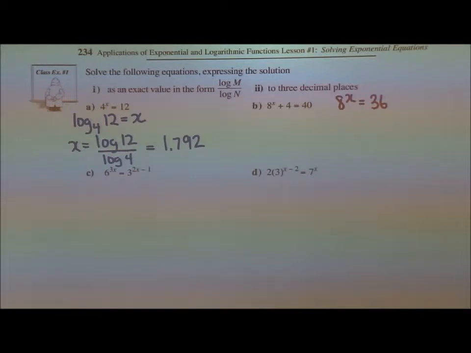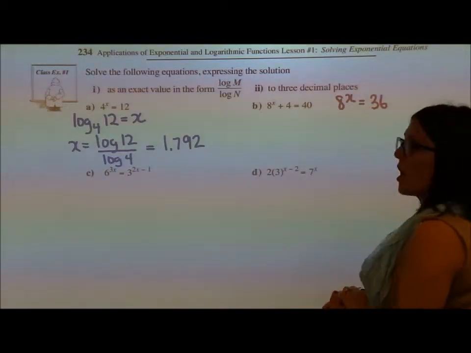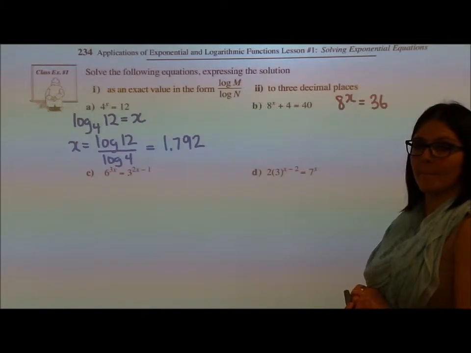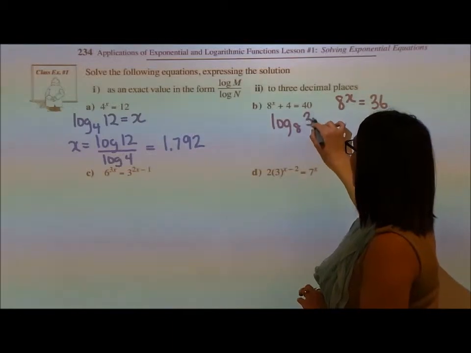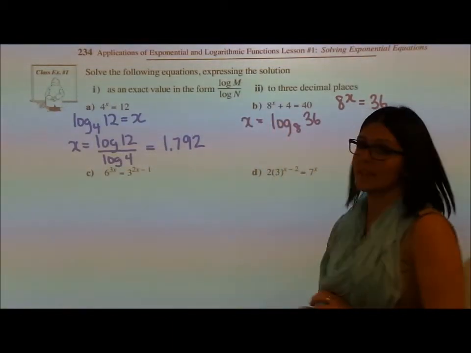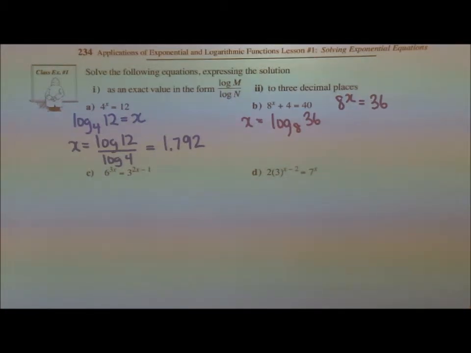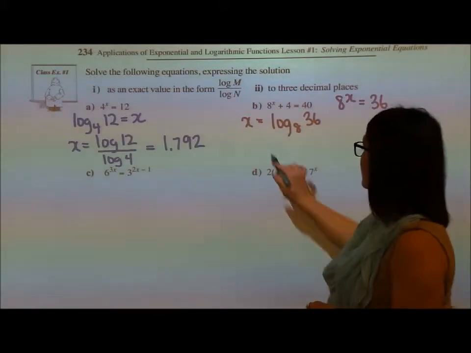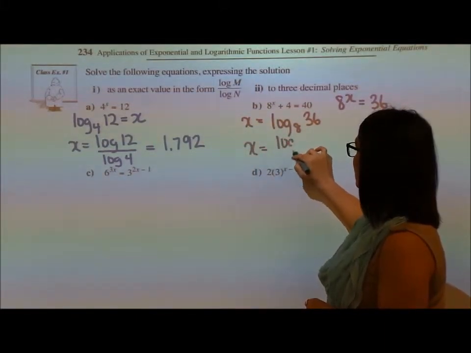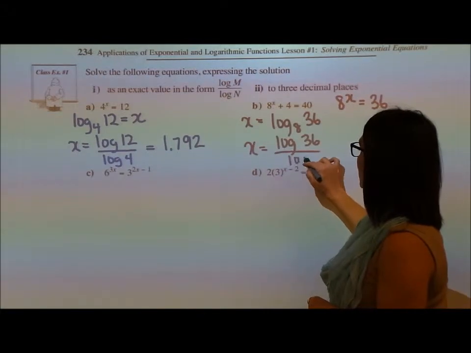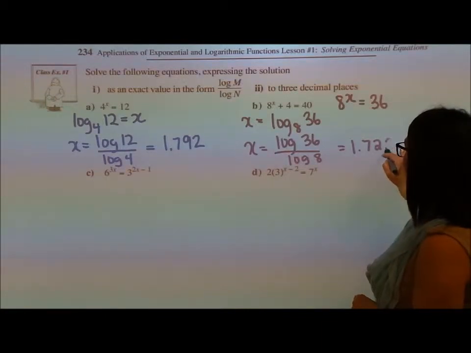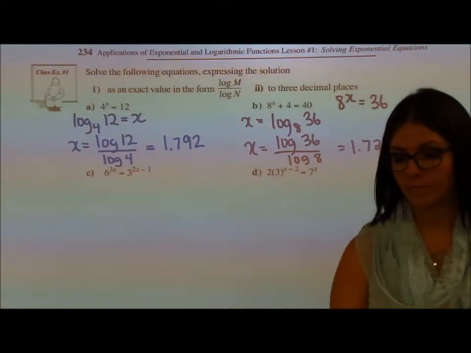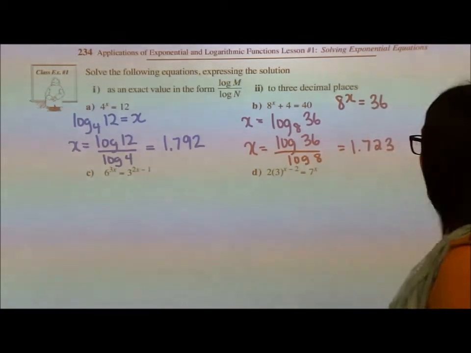You could turn it into a logarithm. Okay, so write it as a log, and what do I get? Log base 8 of 36 equals x. And then how would I put it into the calculator? Log 36 divided by log 8. And what would that equal? 1.723. Yeah. Okay.